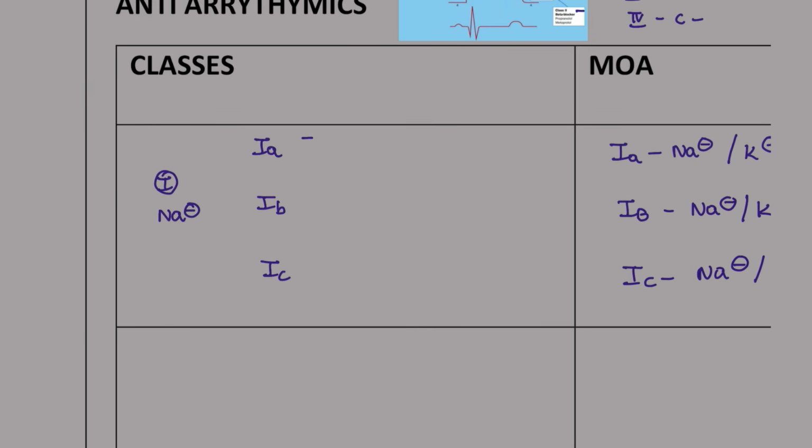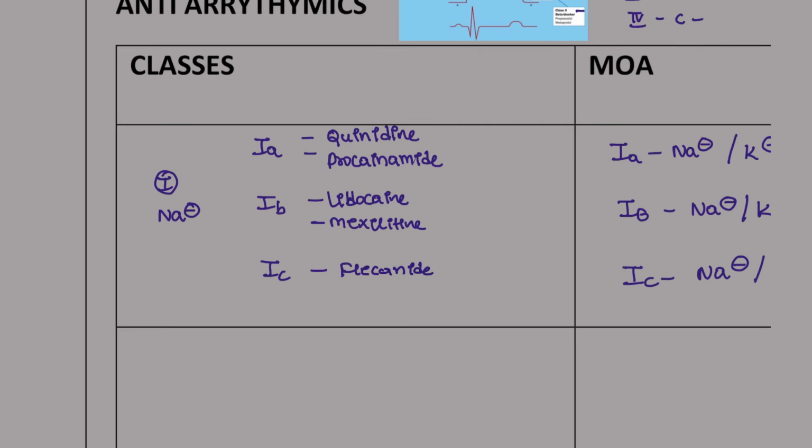Next, what are the names of the drugs that you have to remember? Quinidine is one of the drugs, and procainamide is another. The 1B drugs are lidocaine and mexiletine. Next, the 1C drugs are flecainide and propafenone. Okay, these are the drugs.